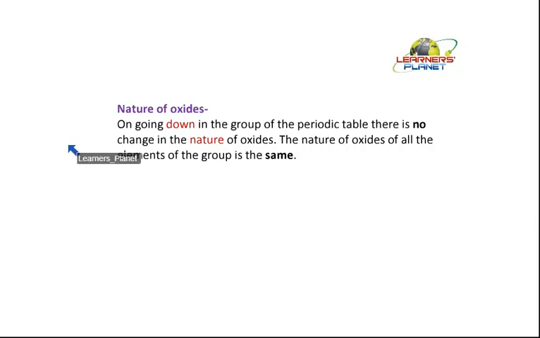Now in this case, there is another property, that is nature of oxides. Now what happens to this? On going down in the group of the periodic table, there is no change in the nature of oxides. The nature of oxides of all the elements of the group is the same. Let's write the elements of the group first. Say lithium, sodium, potassium, rubidium. I'll write till here only. I hope you know the rest of the elements.